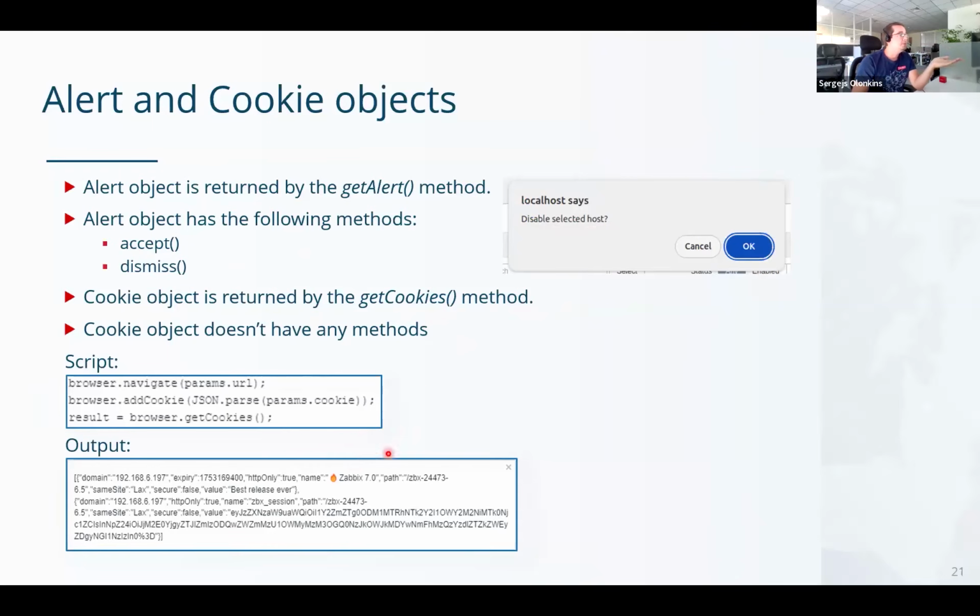In this short example, we opened some specific URL that is defined in the parameters of our item. Then we add a cookie using the add cookie method. The cookie itself was also defined in item parameters, and then we just retrieved the cookies from the currently opened page in the browser. The obtained results are shown here. Well, basically, you can see that there are two cookies inside this array. And the first one was the one that we have added in this line with the name Zabbix 7.0 and value best release ever.